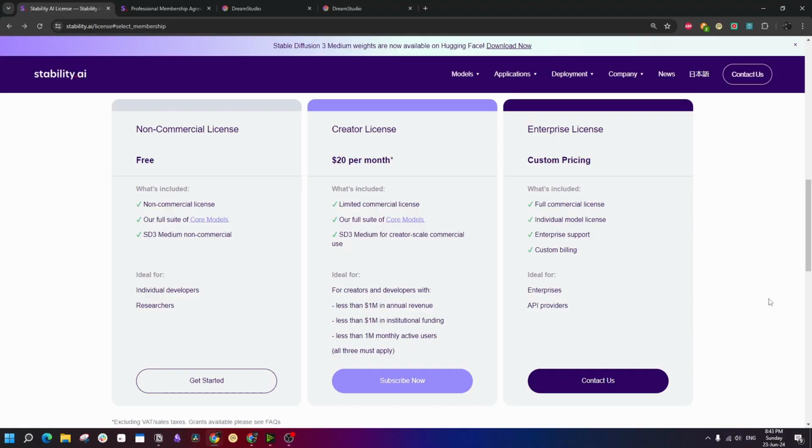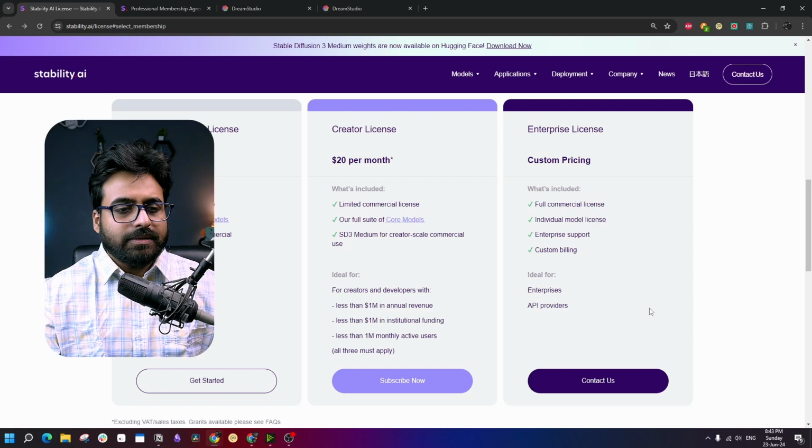The SD3 large model is hidden behind a paywall, and you are free to use the SD3 medium model as long as you are not making commercial gains off of it. But the moment you start making money from that, you have to purchase a license. You can either buy the creator license or the enterprise license, depending on your use cases.